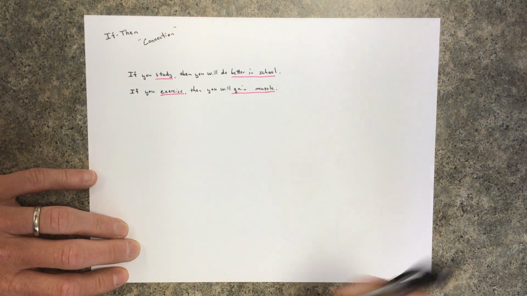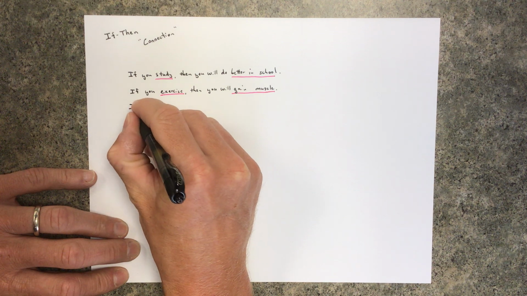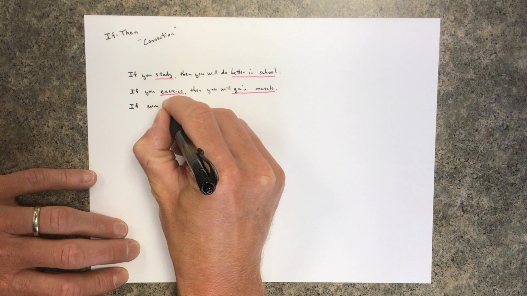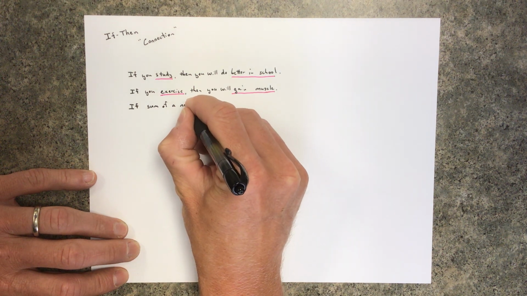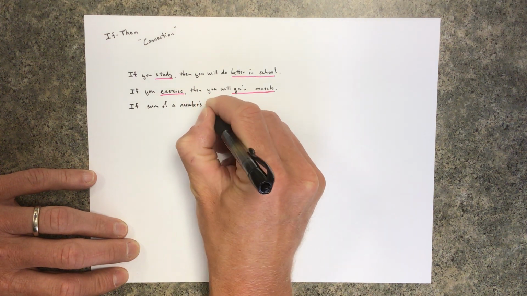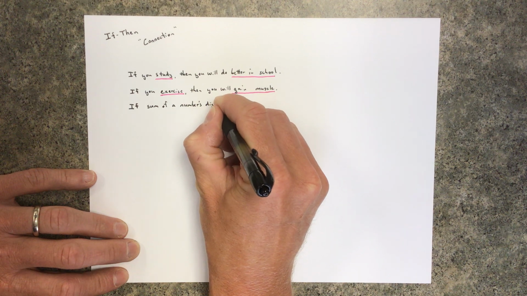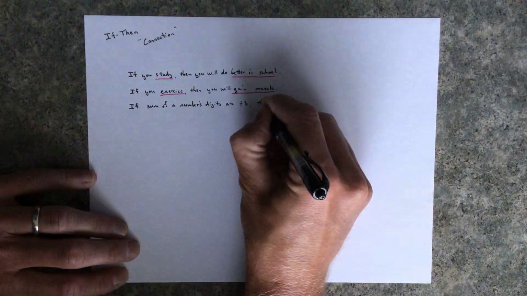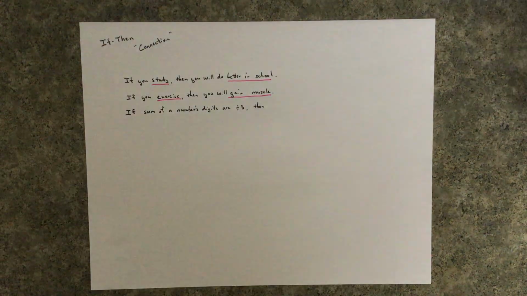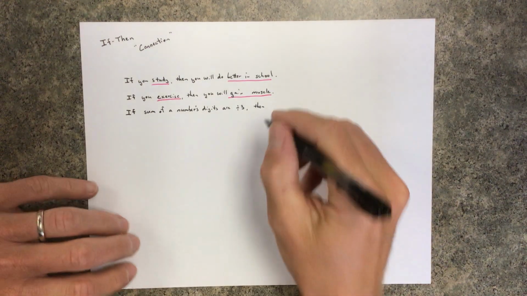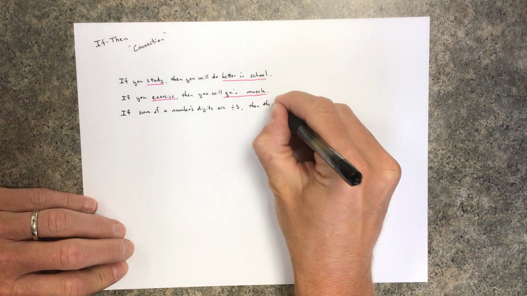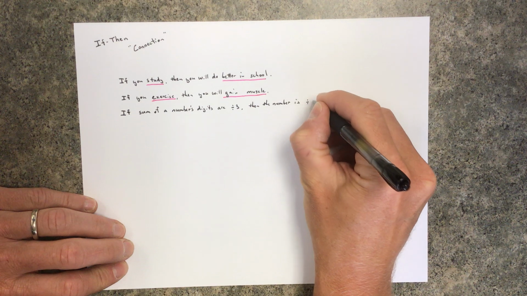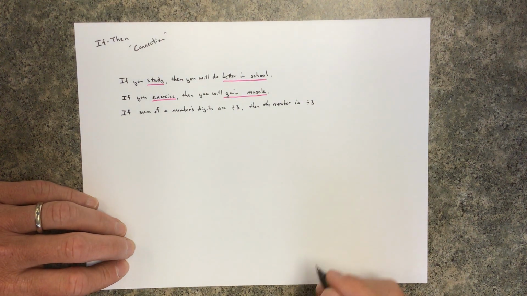And there's mathematical things, right? So you can say if the sum of a number's digits are divisible by 3, then the number is divisible by 3. Right, that's kind of like a divisibility rule.